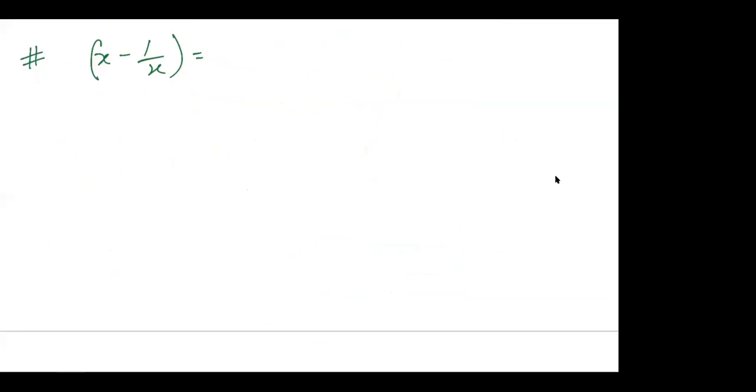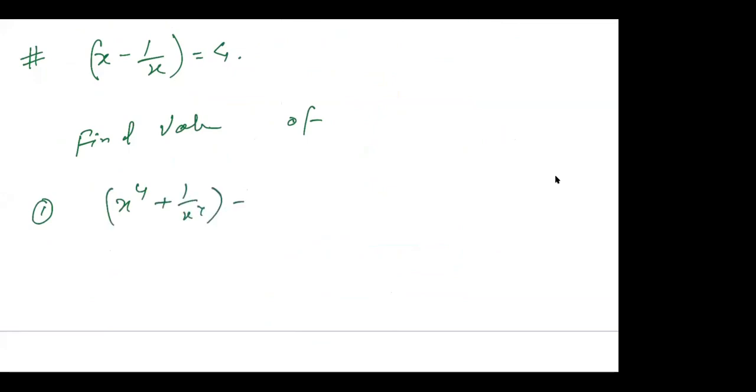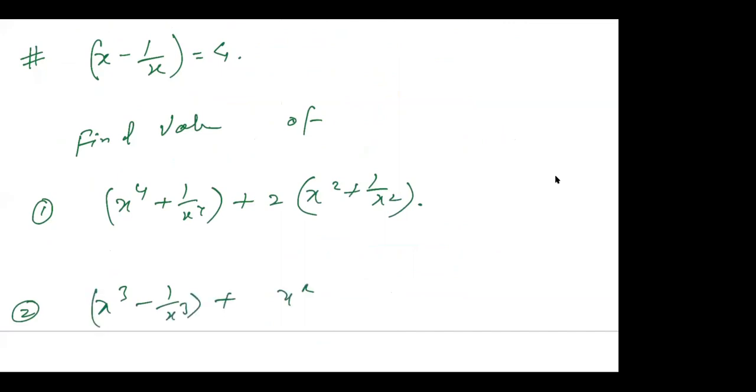If x plus 1 by x is given as 4, find the value of: first, x to the power 4 plus 1 by x to the power 4 plus twice of x square plus 1 by x square. Second, x cube minus 1 by x cube plus 2 times x square plus 1 by x square. Do it fast.